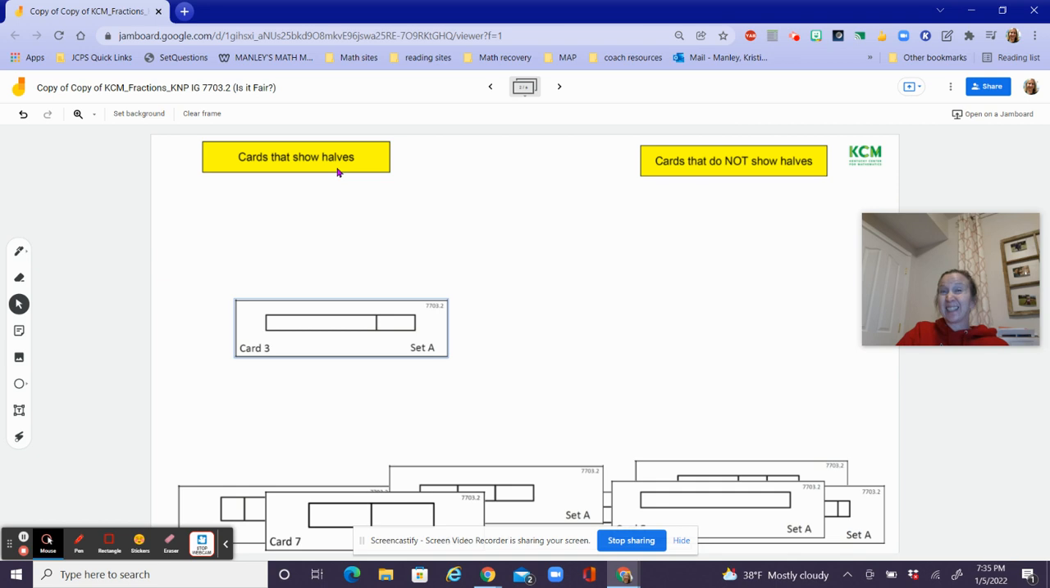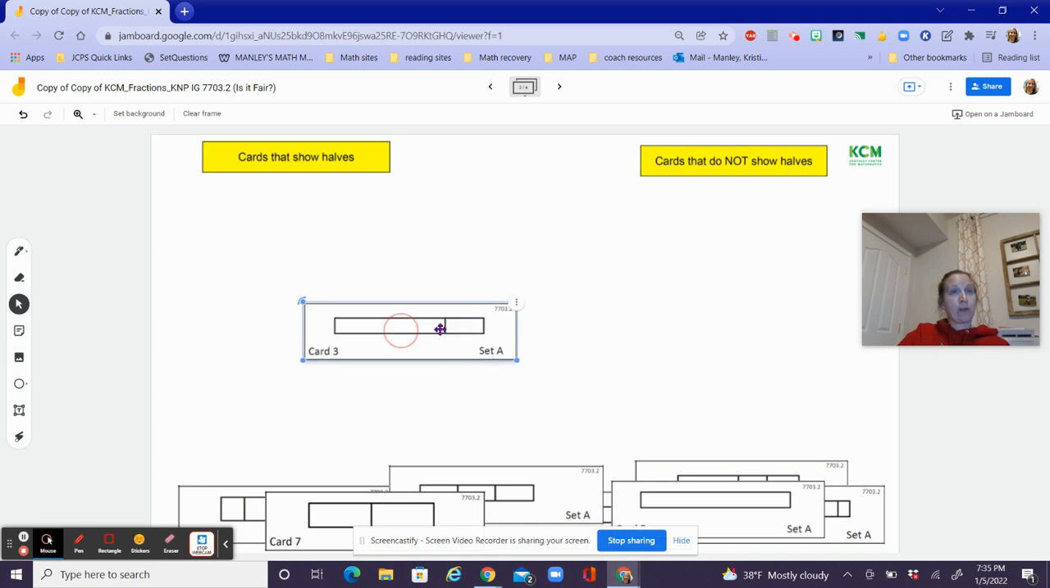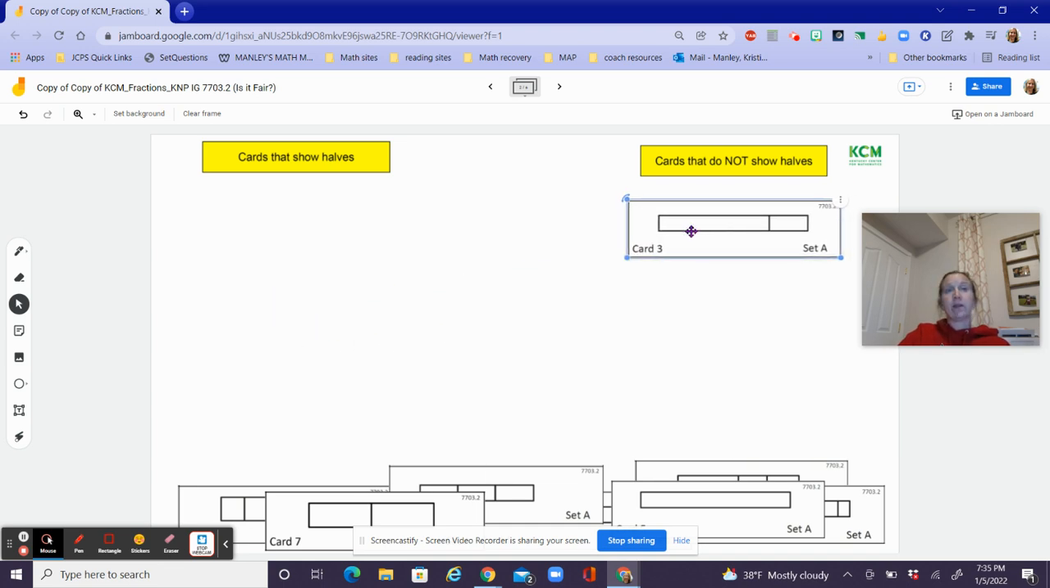So halves, that vocabulary, when we fold our paper in half, that means there are two pieces. So we do have two pieces, but remember when we're talking about fractional pieces, they have to be equal. Are these the same size? If you were splitting this with someone, would you be getting the exact same amount? No. Therefore, that card would be over here. This card does not show halves.